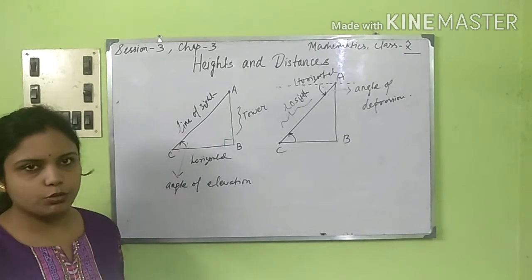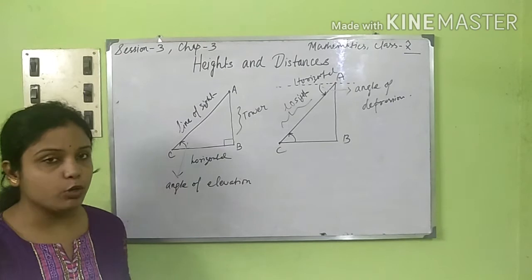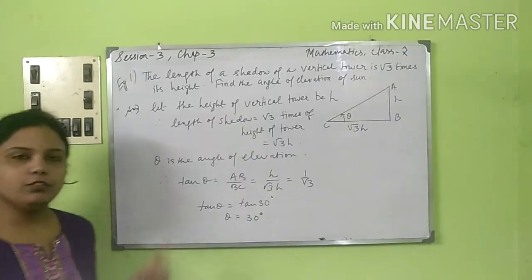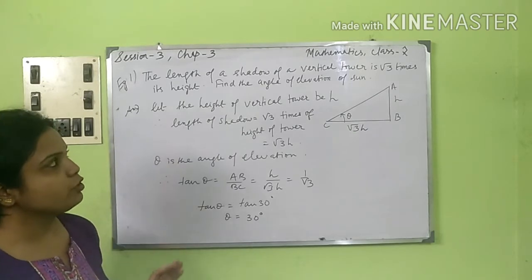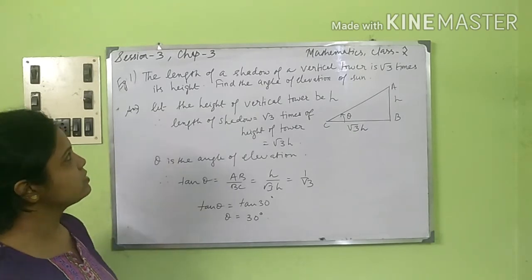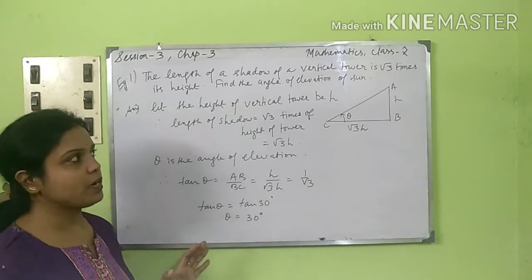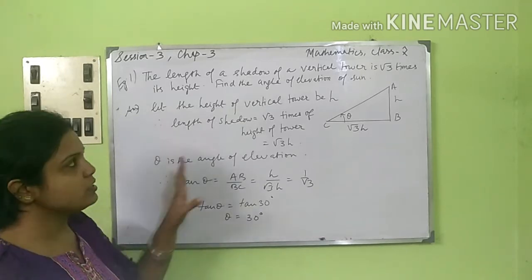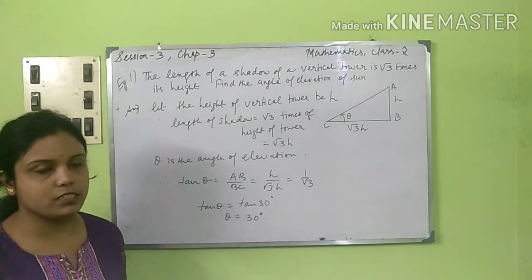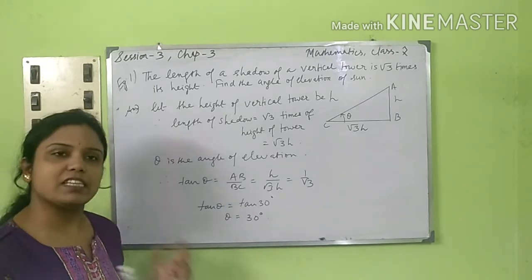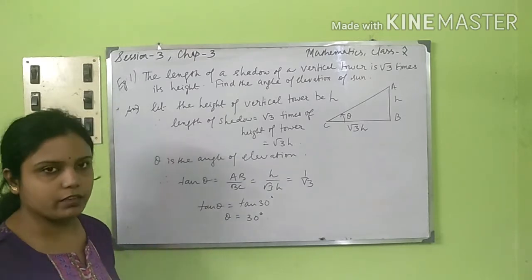Now let's go to one easy sum with angle of elevation. How you will understand. Now coming to an example: the length of a shadow of a vertical tower is √3 times its height. Find the angle of elevation of the sun. The main thing in this part is you have to draw the diagram as soon as you get a question, especially for this particular chapter, heights and distances. If it is given, it's good. In most of the problems, you have to draw the diagram yourself.